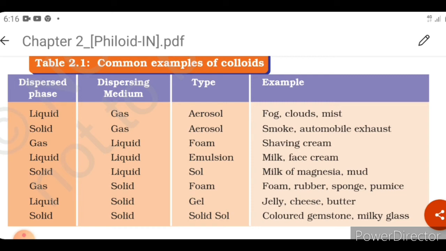If solid is dispersed in liquid, it is a foam. Observe that. If liquid is dissolved in gas, it's also said to be foam. If solid is dissolved in gas, it's also said to be foam. Example for it is foam rubber, sponge or pumice. If solid is dissolved in a liquid, it is a gel. Example for it is jelly, cheese, or butter. If solid is dissolved in solid itself, it is a sol. Example for it is colored gemstone, milky glass.